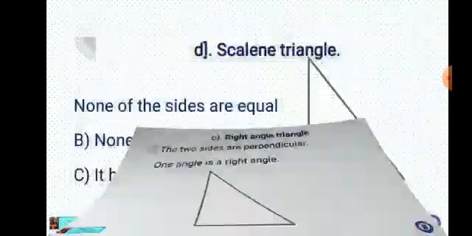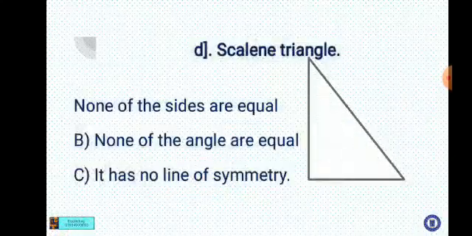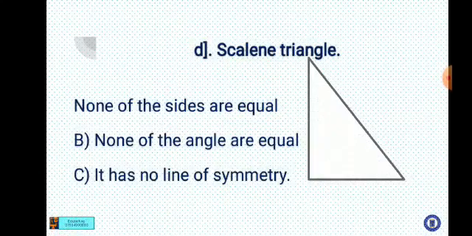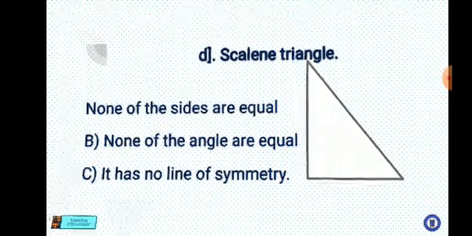Then number D, scalene triangle. If you look at this triangle, none of the sides are equal. None of the angles are equal. It has no line of symmetry.